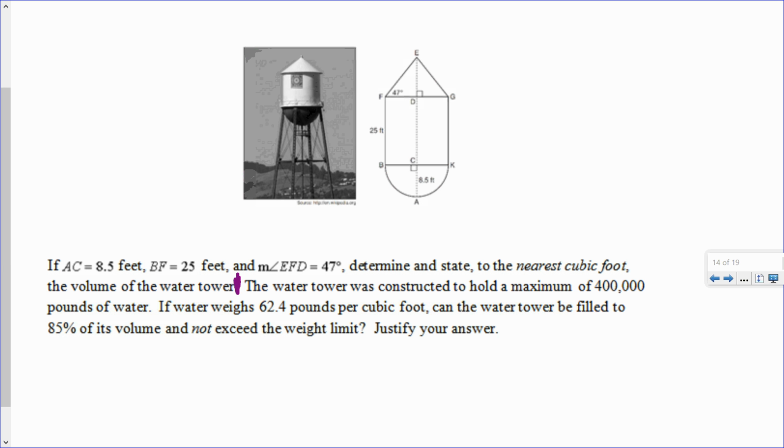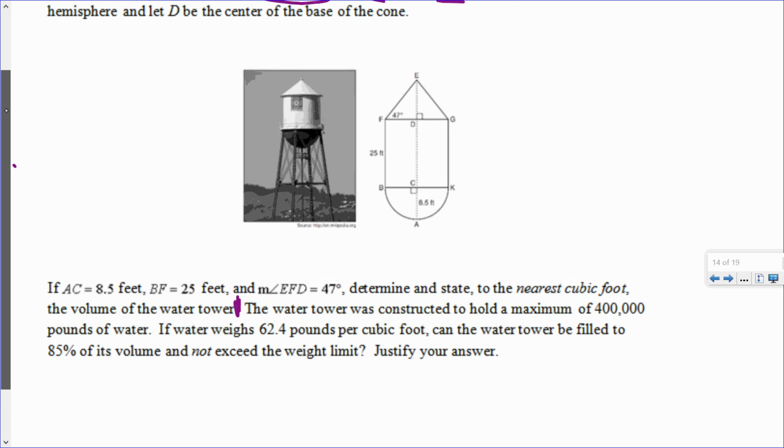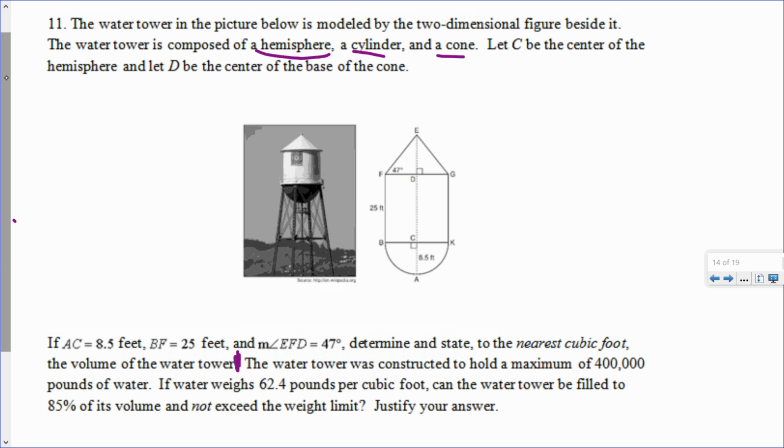So let's stop right there. It's asking for the volume of the tower. There are 3 shapes that make up the shape, so I'm going to have to find the volume for each. This is compound volume. Just moving my water glasses out of the way so I have space. This is compound volume. It's 3 different shapes. So we have the cone. We have the hemisphere. And we have the cylinder.